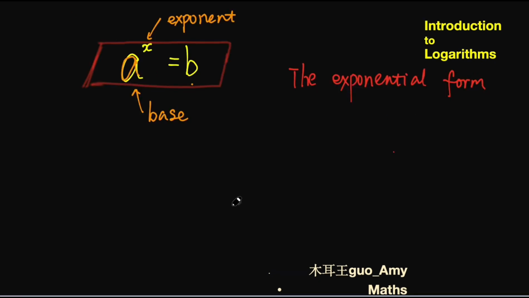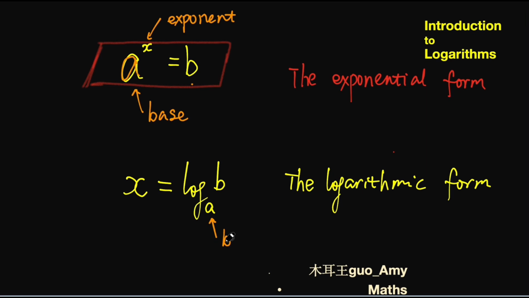Now we are going to generalize these ideas. In the exponential form, we have a as the base and the exponent is x. If we want to express this exponent, we can write x is equal to the logarithm of b to the base a, and this form is called the logarithmic form. In this form, a is still called the base and b is the argument of the logarithm.